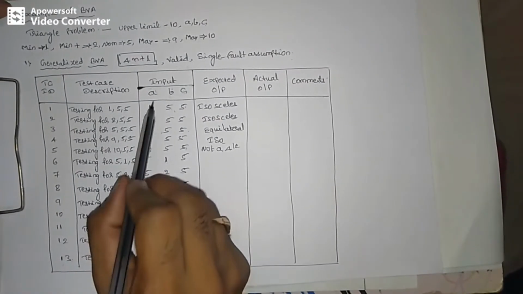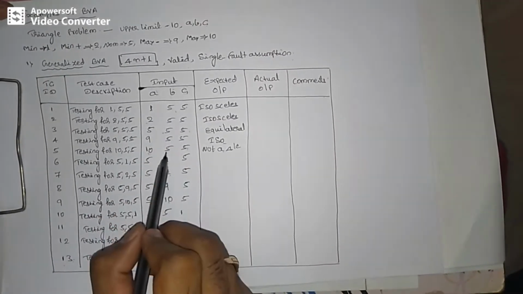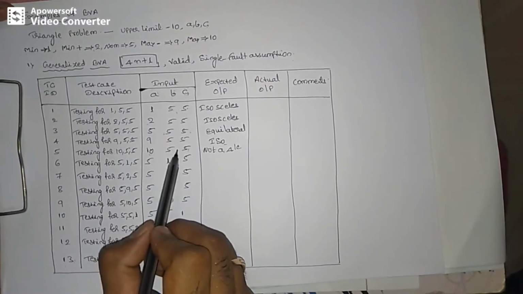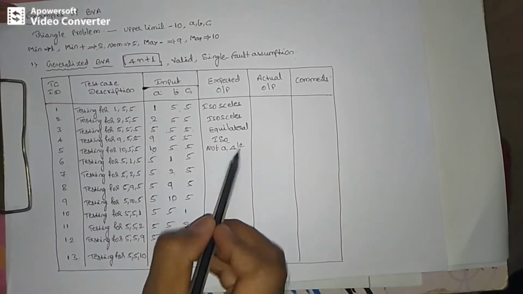Here you can see A is 10. A should be less than B plus C. B plus C means 5 plus 5, 10. So is 10 less than 10? No, the condition is not satisfied. Therefore, it is not a triangle.